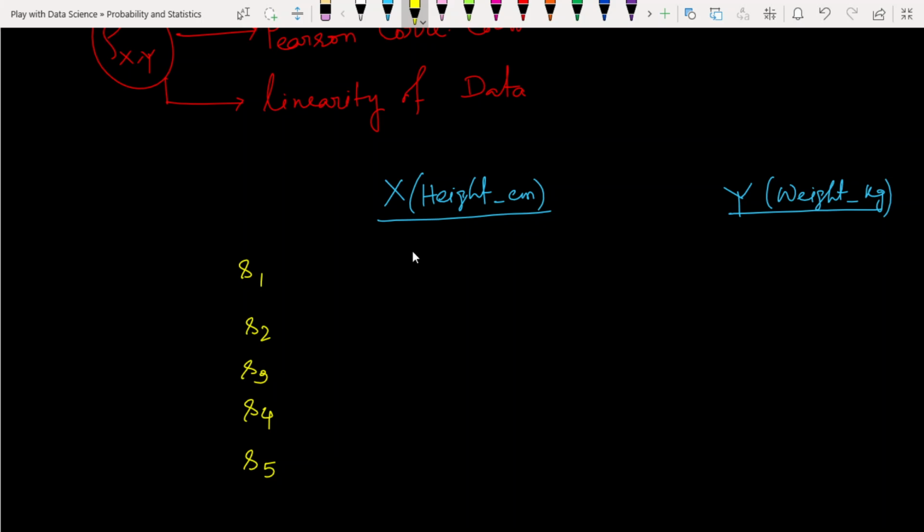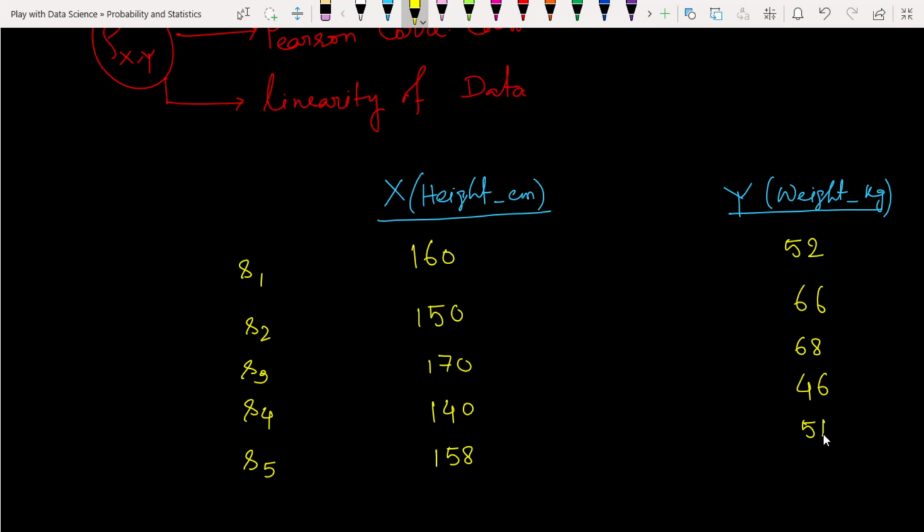For the first student, the height is 160 centimeters and the corresponding weight is 52 kg. For the second student, the height is 150 and the weight is 66. For the third, the height is 170 and the weight is 68. For the fourth student, the height is 140 and the weight is 46. For the fifth, the height is 158 and the weight is 51.